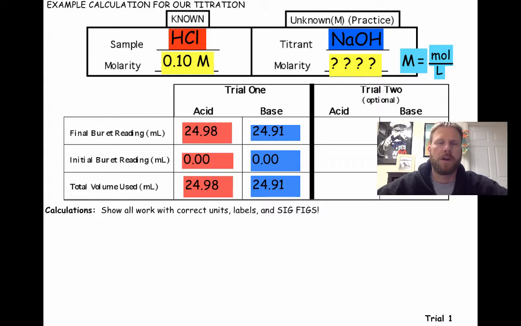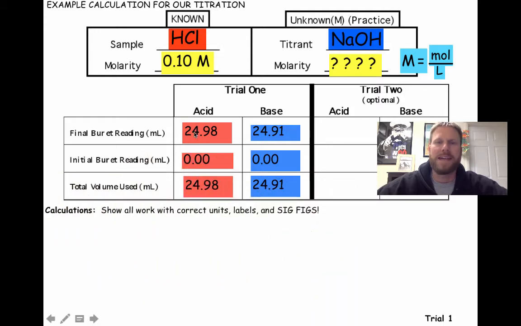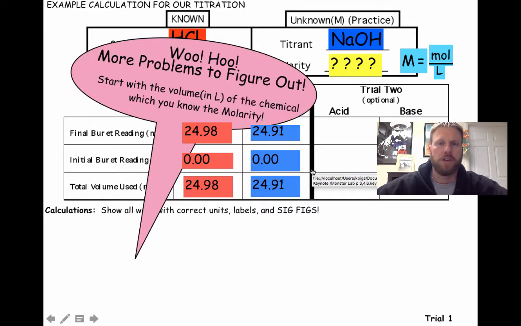So I began the titration by filling both the acid and base burette all the way to 0. So the initial burette reading was 0. When I had finished the titration by reaching the appropriate pink endpoint, I had dispensed 24.98 milliliters of the acid and 24.91 milliliters of the base. Using the volumes of acid and base, the concentration of the known acid, and a mole ratio from a balanced chemical equation, we can determine the molarity of the base. So this is just another calculation that we have to do involving stoichiometry.